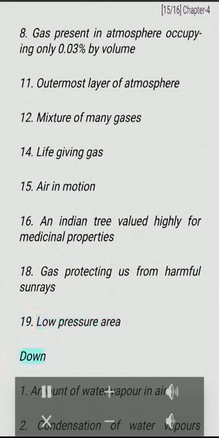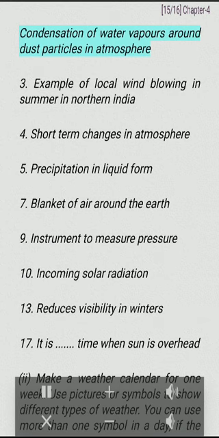19. Low pressure area. Down. 1. Amount of water vapor in air. 2. Condensation of water vapors around dust particles in atmosphere. 3. Example of local wind blowing in summer in northern India. 4. Short-term changes in atmosphere. 5. Precipitation in liquid form. 7. Blanket of air around the earth. 9. Instrument to measure pressure. 10. Incoming solar radiation. 13. Reduces visibility in winters. 17. It is time when sun is overhead.